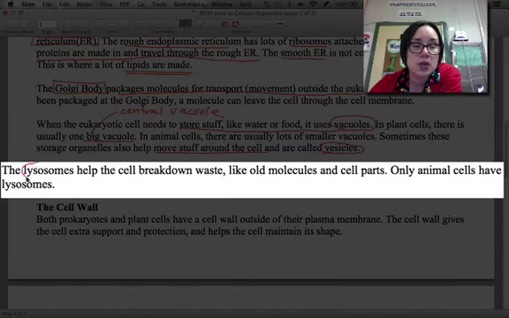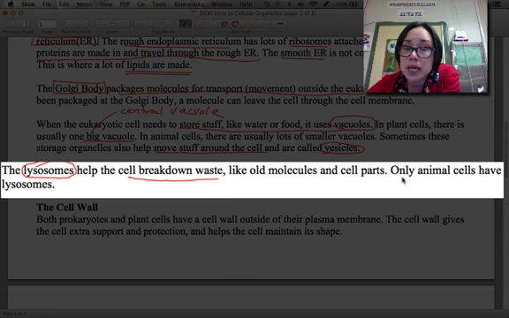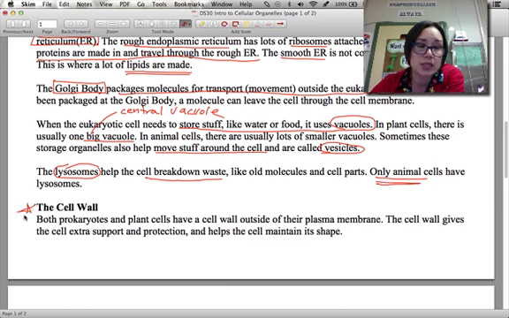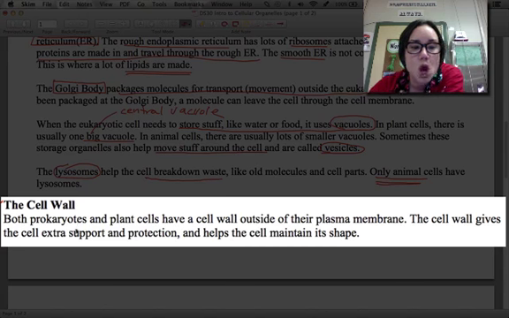Lysosomes have only one job. They help to break down waste, like old molecules and cell parts. Only animals have lysosomes. The last thing that we're going to discuss is something called the cell wall. Both prokaryotes and plant cells have a cell wall outside of their plasma membrane. The cell wall gives the cell extra support and protection, and it also helps the cell maintain its shape.